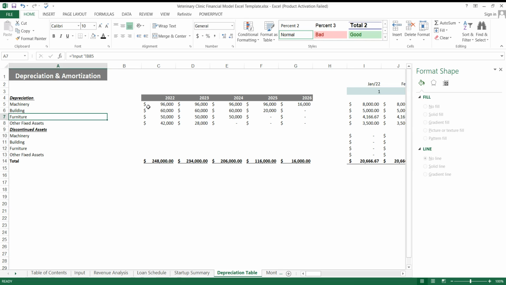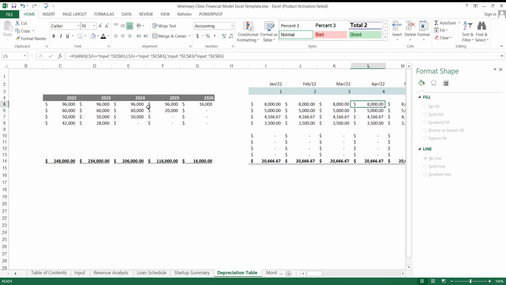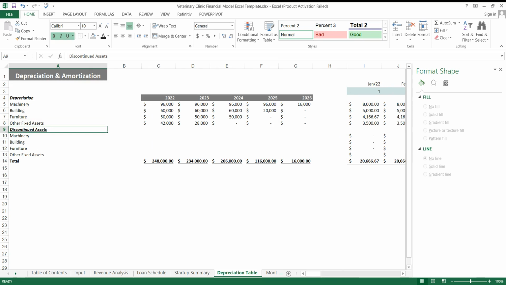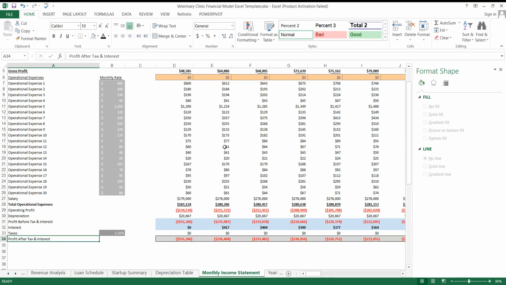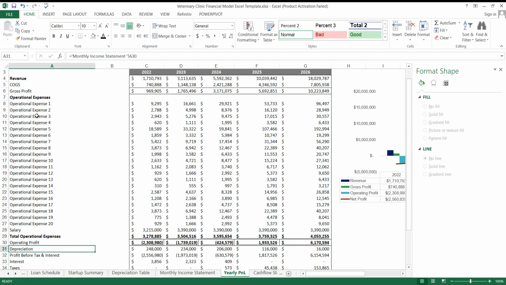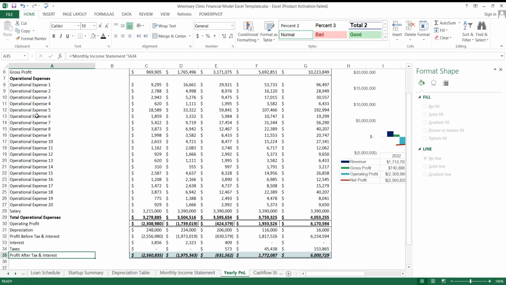The depreciation and amortization sheet gives the depreciation for each month for each of the fixed assets that are being used by your business. This model also has both the monthly profit and loss statement and the yearly profit and loss statement, which start by calculating the gross profit and then move on to calculating operating profit, the profit before depreciation, the profit before taxes, and finally the net profit after depreciation and taxes.